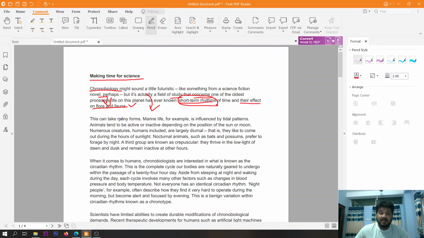So let's read the next paragraph. Marine life, I immediately see marine life. So I know my answer is close by. Remember, the question said something about sea creatures. Marine life is a direct synonym of sea creatures. So this can take many forms. Marine life, for example, is influenced by tidal patterns, so tidal patterns, rise and fall of the sea levels. Animals tend to be active or inactive depending on the position of the sun and the moon.